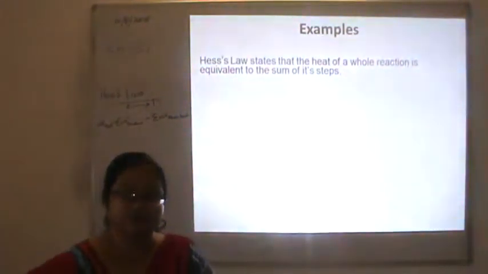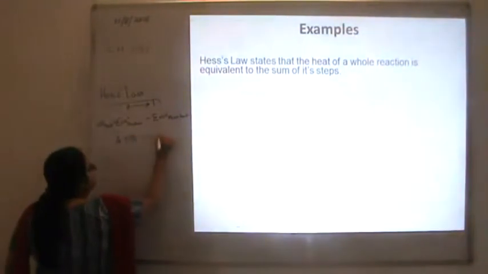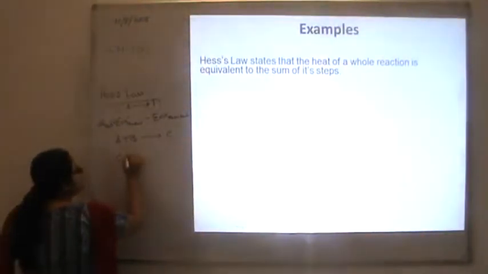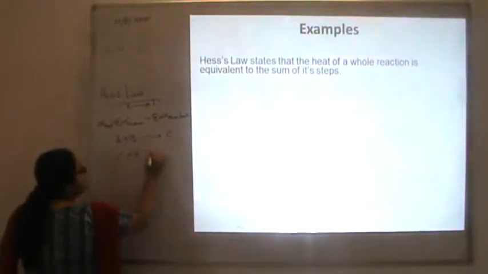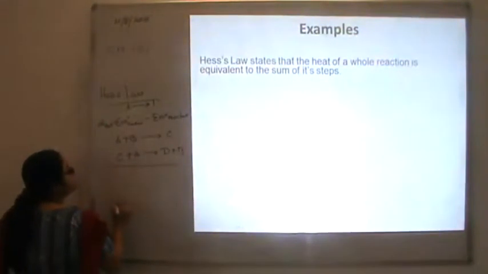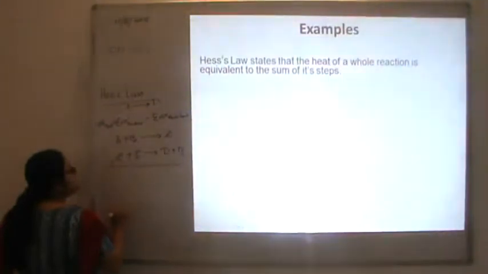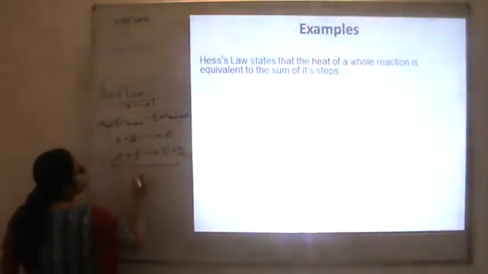Now, an example of Hess's law. Suppose a chemical reaction A plus B forms a product C, and C when it reacts with E forms D plus B. So what is the overall reaction? C reacts with E to form D plus B. So the overall reaction is A plus E equals D.